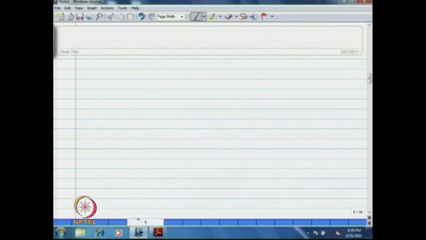Now, let us show the other part, the converse part. Suppose x belongs to L1 L3 union L2 L3. Now, this implies x belongs to L1 L3 or x belongs to L2 L3.